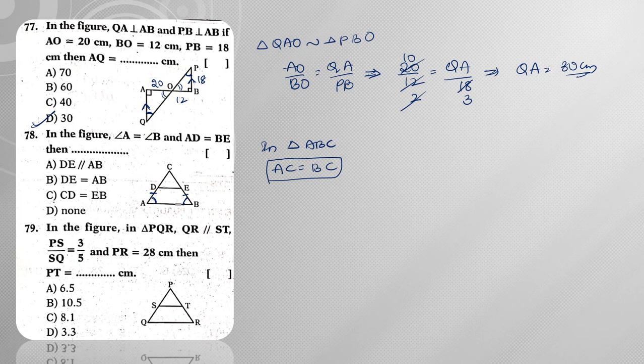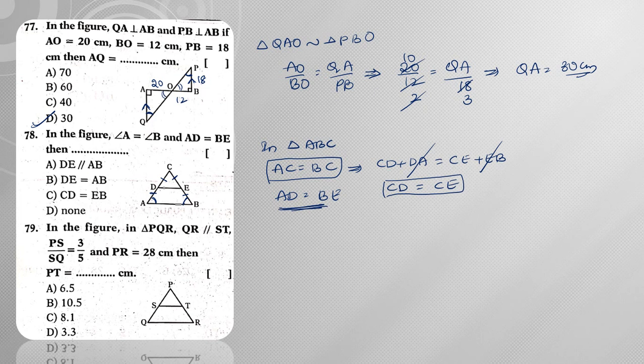Next, what is given is AD is equal to BE. Now from AC is equal to BC, AC can be written as CD plus DA, which is equal to BC, written as CE plus EB. Already given, AD is equal to BE, so we can cancel it out. So from this, CD is equal to CE is my answer. So this part will be equal to this part.